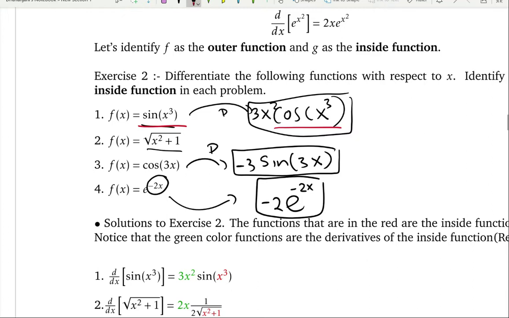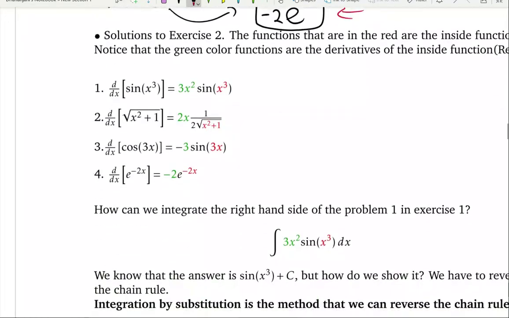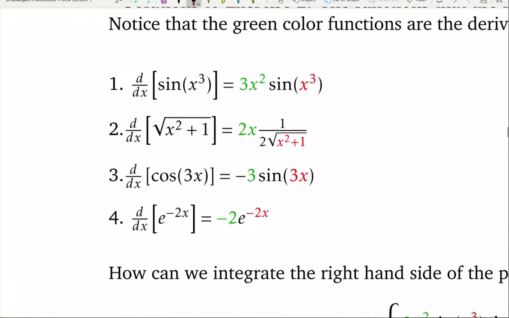Now pause the video and think about it. Is this the case for all these functions? Think about it, okay? Try to digest it. Alright, so now on that note, let's look at these solutions. So these are the solutions.